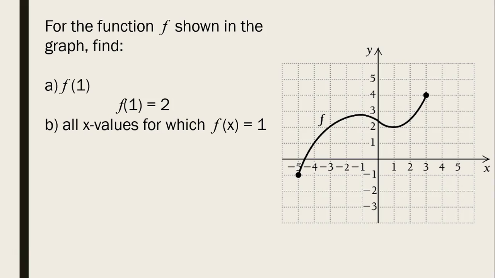How about if we want all the x values for which f of x equals 1? This is a different question than the first one. If we know f of x equals 1, then we know we're looking at a point that has a y coordinate of 1. And that happens right there. We want the x values where that happens, and the x value is at -4.